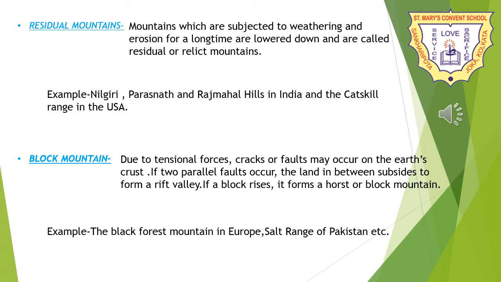Now, what are block mountains? Due to tensional forces, there may be cracks and faults on the Earth's surface. If two parallel faults occur, the land between them subsides to form a rift valley. If the block rises, it forms a horst or a block mountain. An example of a block mountain is the Black Forest Mountain in Europe.